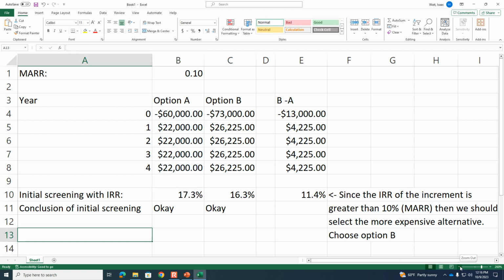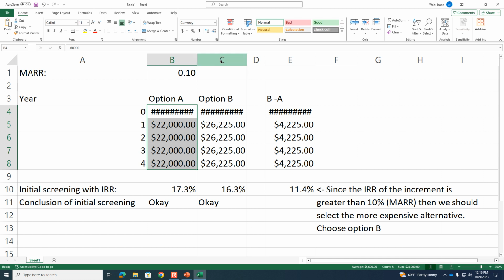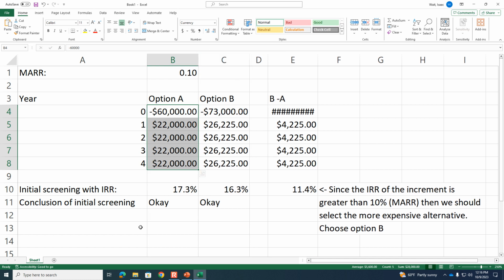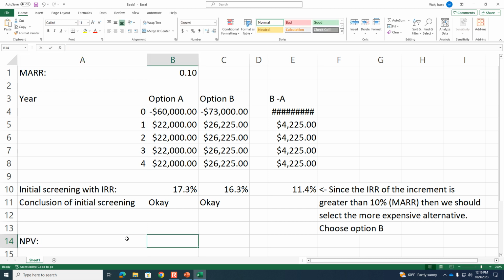But present worth analysis is always going to give you the right answer. If we do present worth analysis to find the net present value of option B and the net present value of option A, then what we would want to do is choose the alternative that has the highest net present value. So remember there's this function called NPV. We haven't used it in a while, but let me remind you, when you use the NPV function, what you need to do is give it the interest rate that applies, and in this case it's 10%.